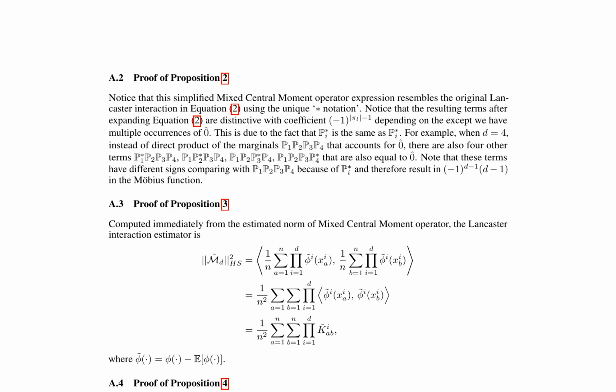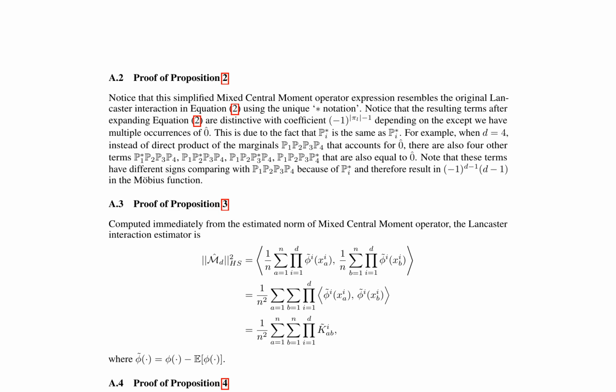Next, the paper addresses the proof of proposition 3, where the Lancaster interaction estimator is computed directly from the estimated norm of the mixed central moment operator. This computation involves summing over all possible combinations of indices and applying the phi function to each term.